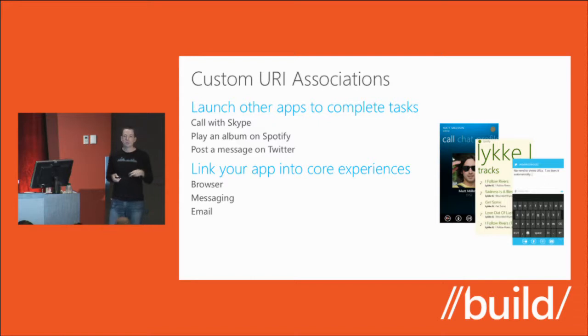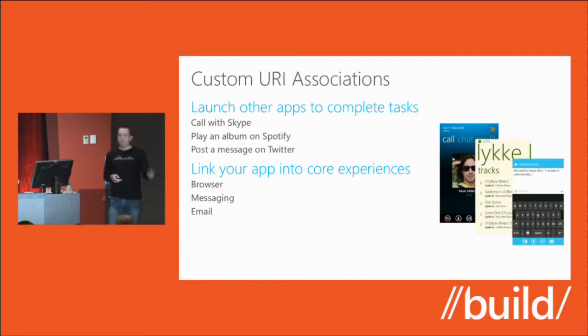The two things I really want to get across are how you actually make this happen on Windows Phone, and it's pretty straightforward, and also walk you through some of the user experience aspects of what we've enabled with URI associations and file type associations, because it's a little bit different from the way that these features have worked in the past and the way that they might work on other platforms.